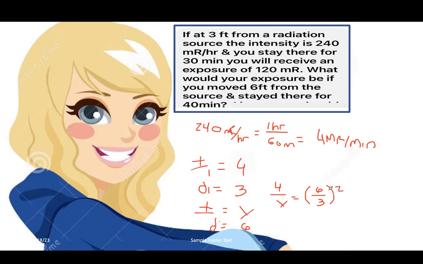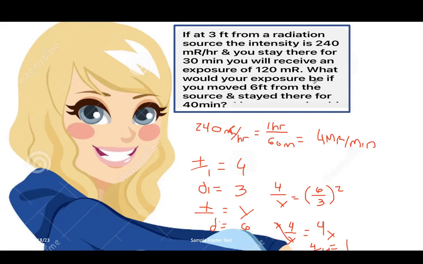So 3 goes into 6, 2. 2 to the second power is 4. Equals 4 over X. We just multiply by X on each side. 4 goes into 4 one time. So then 1 is the new intensity.